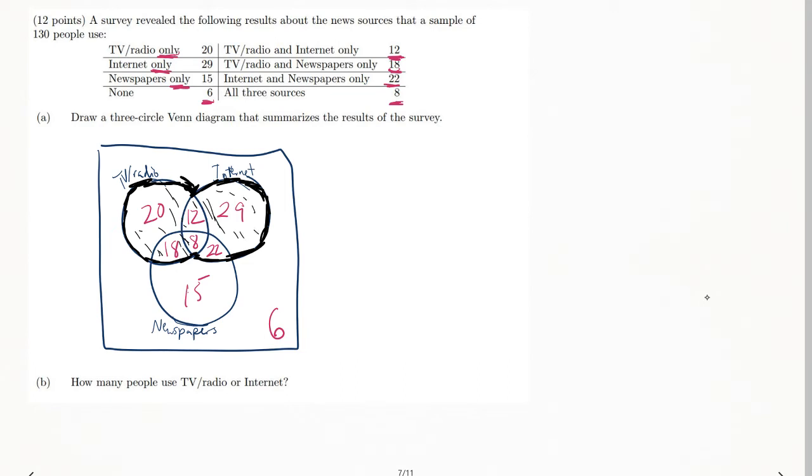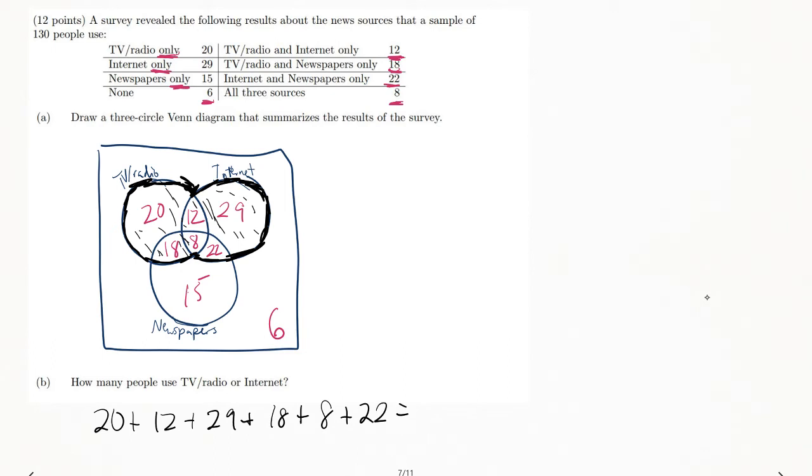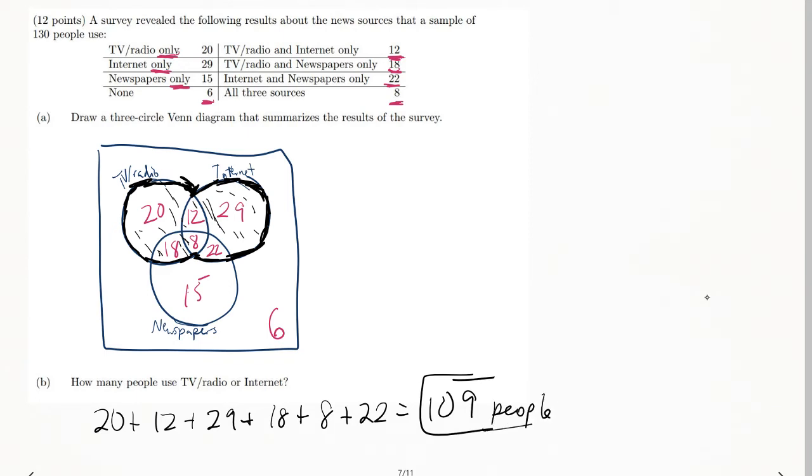So here's how we do it. We just add them all up. So 20 plus 12 plus 29 plus 18 plus 8 plus 22. Bear with me, I'm not going to use a calculator, so if I make a mistake, just double check it. So 20 plus 12 is 32, 41, 61, 79, 87, and then that makes 109. Oh, I'm sorry. Not just 109. 109 people. That's better. Okay.